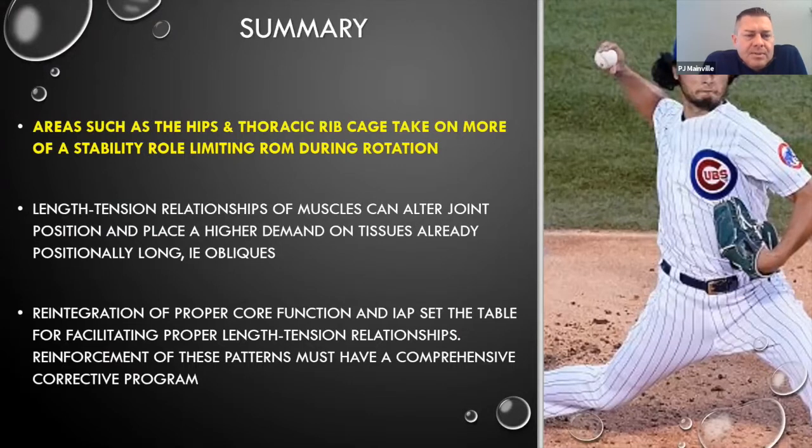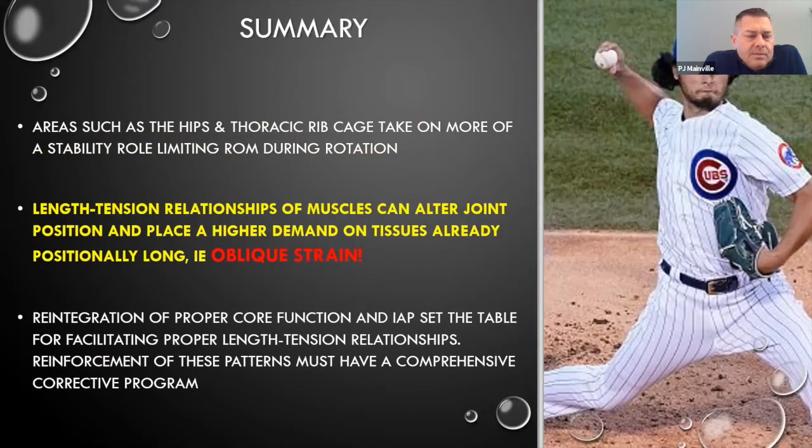Areas such as the hips and thoracic rib cage take on more of a stability role, limiting the range of motion during rotation. Length tension relationships of muscles can then alter joint position and place a higher demand on the tissues already positionally long. In this situation would be the obliques.